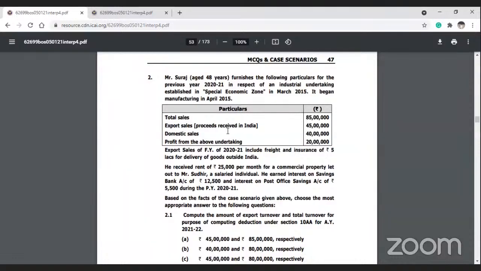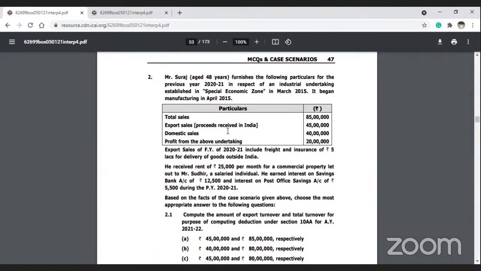He received rent of 25,000 per month for a commercial property let out to Mr. Sudhir, a salaried individual. He earned interest on savings bank account of 12,500 and interest on post office saving account of rupees 5,500 during PY 2021. Based on the facts of the case scenario given above, choose the most appropriate answer.